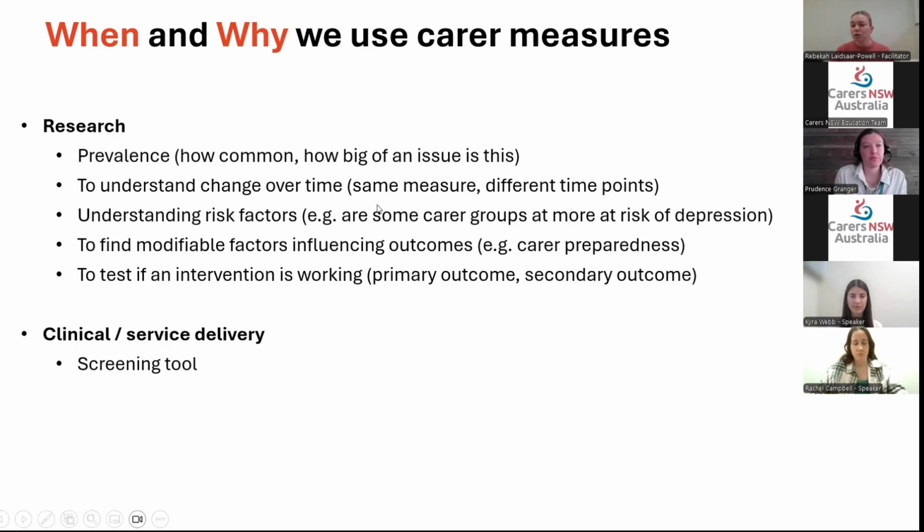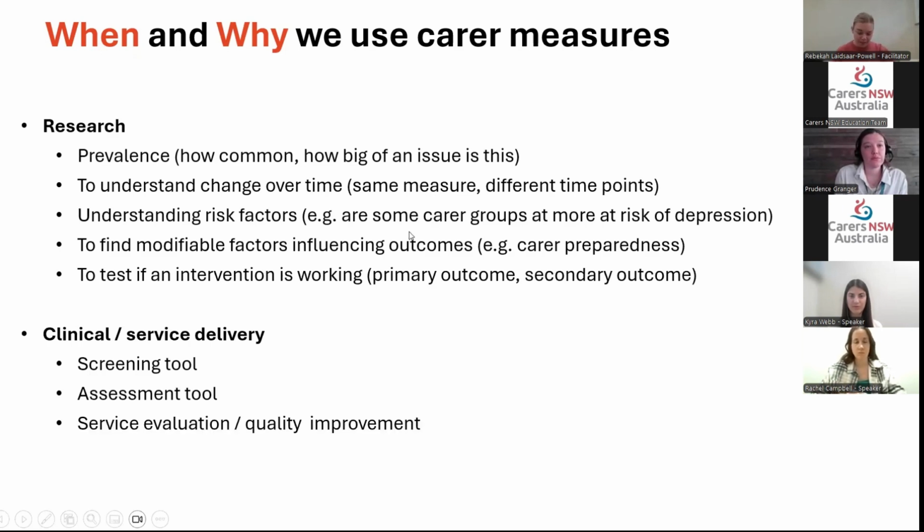And then also, of course, measures can be used in clinical and service delivery: as a screening tool, as an assessment tool, and also to help in service evaluation and quality improvement.